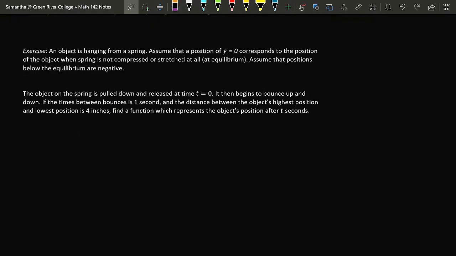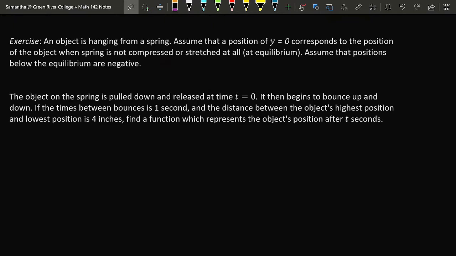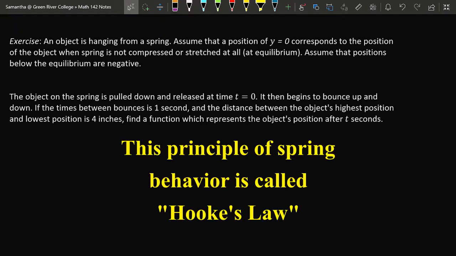The first quintessential situation that can be represented by a sinusoidal function is an object which is bouncing up and down on a spring. So we have an object which is hanging from a spring. When you attach an object to a spring and you just hang it there and don't mess with it at all, it naturally hangs at a certain position. The position of the object depends on the object's weight. The heavier the object is, the lower down it will hang.